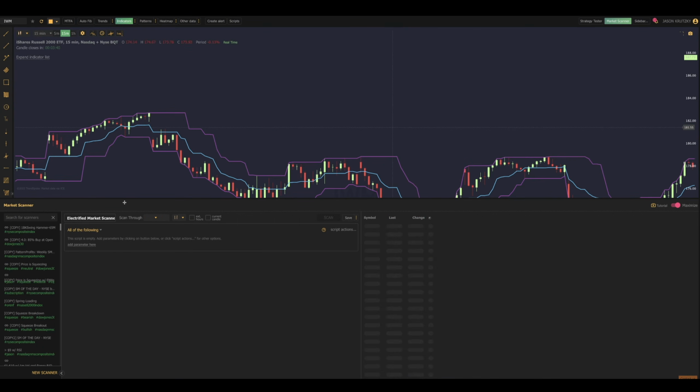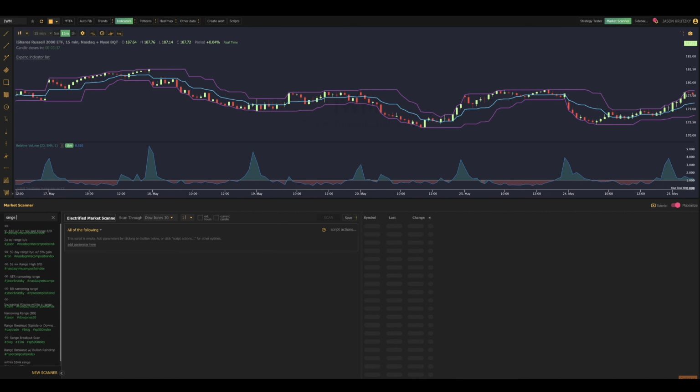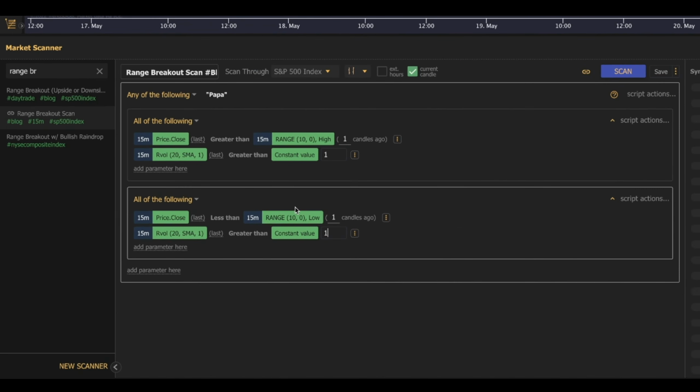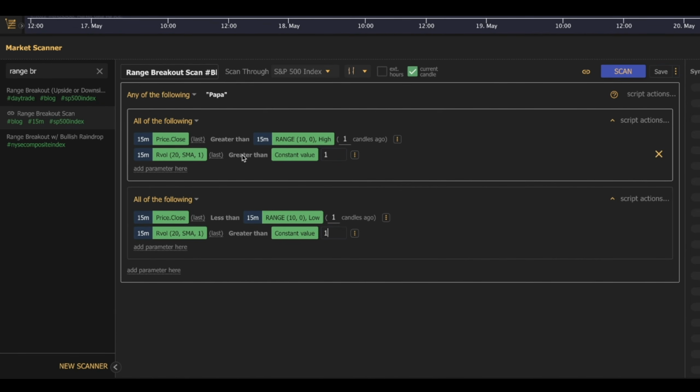I'm going to go to my market scanner here. I'm going to type in range breakout. You'll see two condition groups with just two parameters in each. The first condition group, this is the bullish setup, price close greater than a 10 candle range high. We have this offset by one candle so as not to include the current candle in the calculation. Next, RVol greater than a constant value of 1, meaning above average volume.